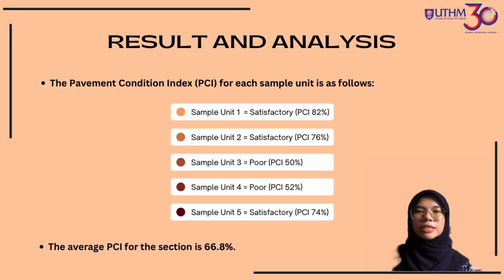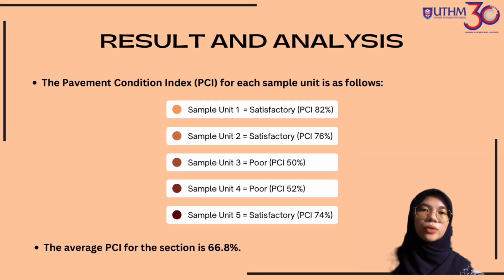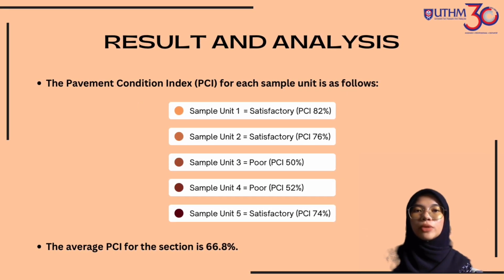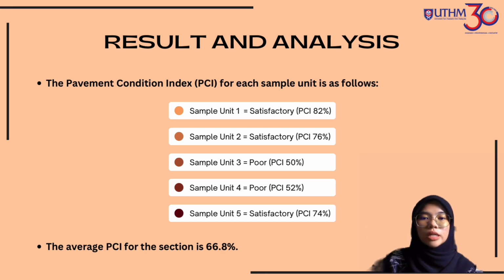The PCI for each sample unit is as follows. Sample unit 1, satisfactory condition with PCI 82%. Sample unit 2, good condition with PCI 76%. Sample unit 3, poor condition with PCI 50%. Sample unit 4, poor condition with PCI 52%. And sample unit 5, satisfactory condition with PCI 74%. The average PCI for the section is 66.8.